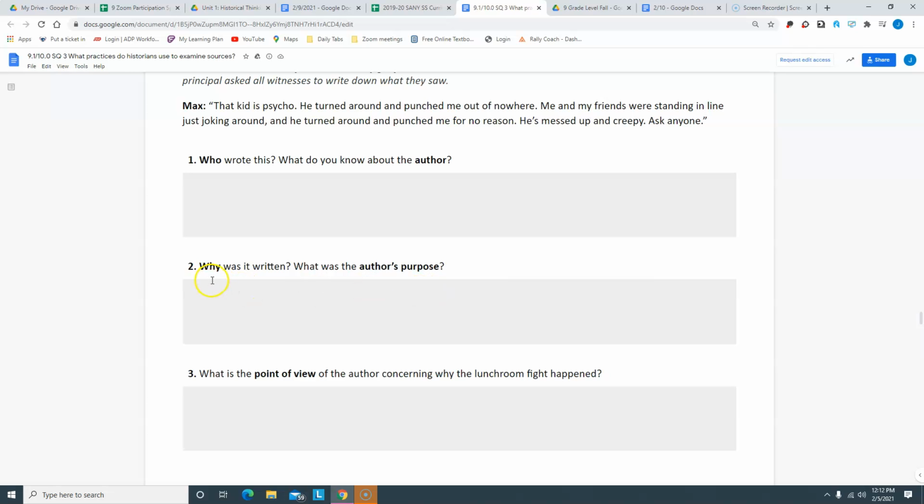Next, question 2. Why was it written? What was the author's purpose? So looking back up here, make sure you're referring to this quote by Max to answer question number 2 in the Edpuzzle now.